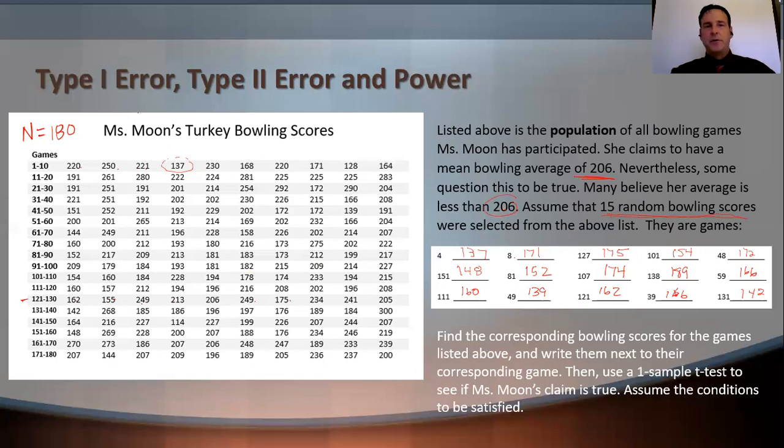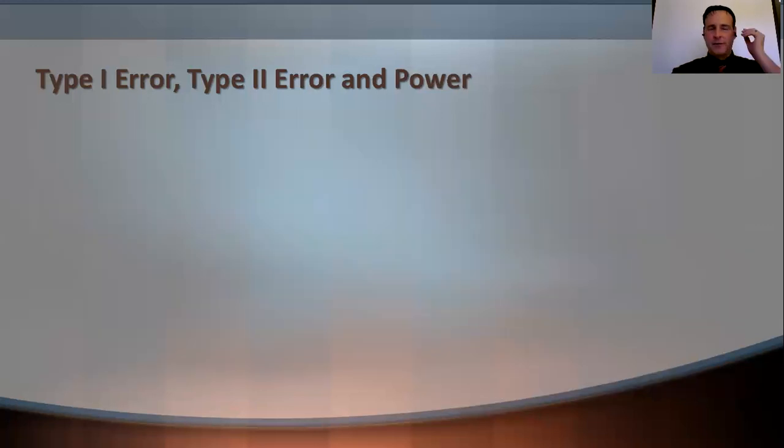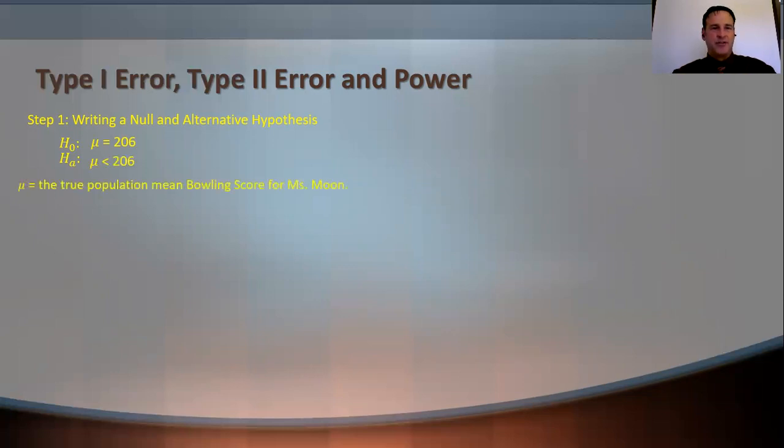In order to do so, I'm going to make an alternative hypothesis. There's my null, there's my alternative. She claims her average is 206, so we're going to write that as our null. It is my belief, just because my team is real popular and she really wants to be on it, that her average is truly less. I'm going to define mu as the true population mean bowling score for Miss Moon.